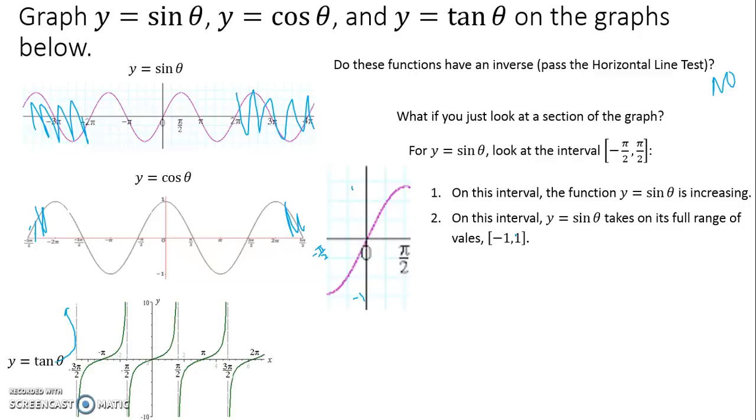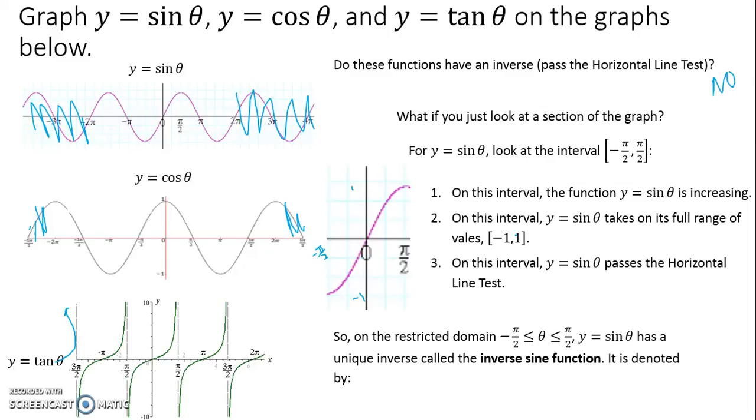And if I just look in that section, it passes my horizontal line test. So in that section, I have an inverse. So on that restricted domain, if you will, between negative pi over 2 and positive pi over 2, there is an inverse sine function. We call it either arc sine, or like you've seen before, sine inverse. These mean the same thing.